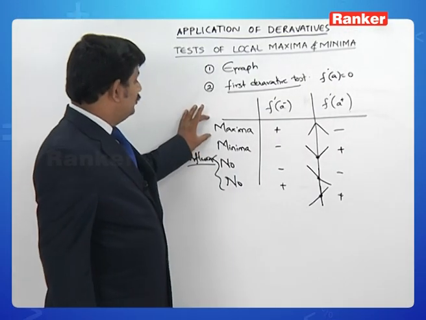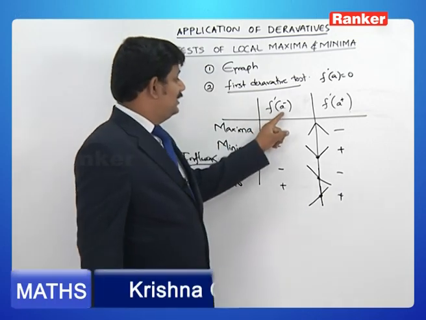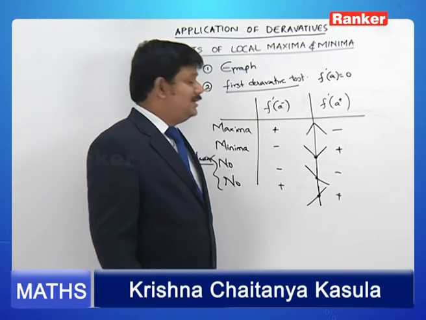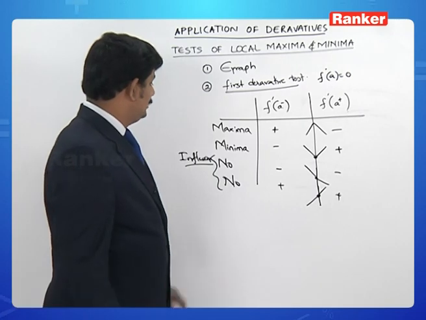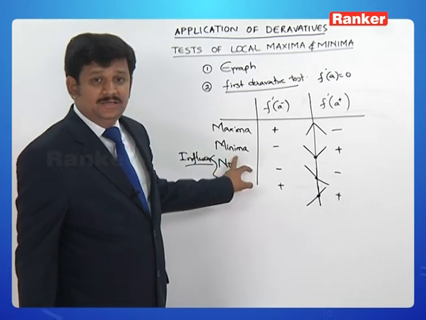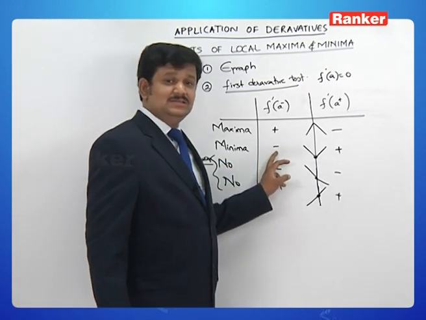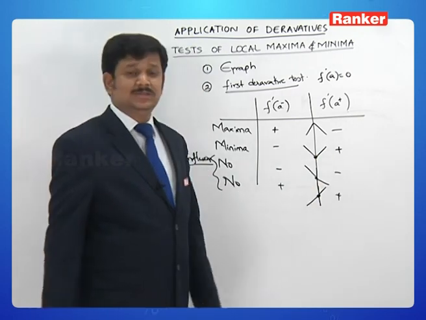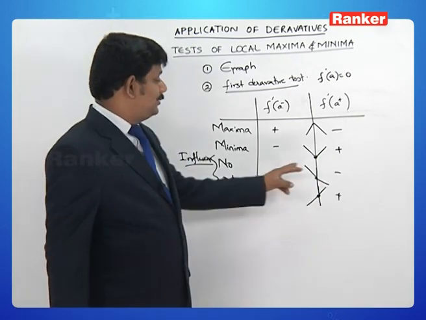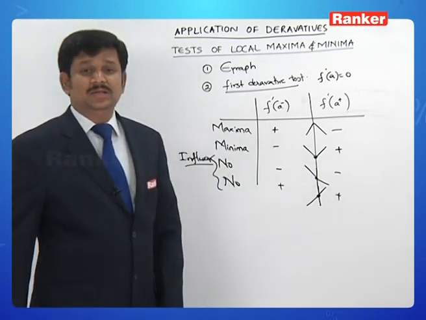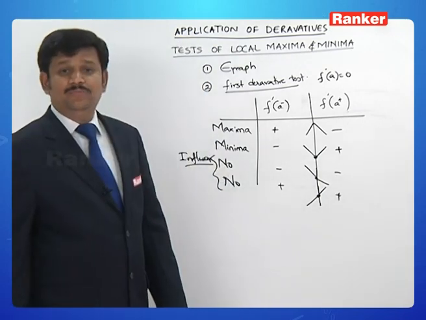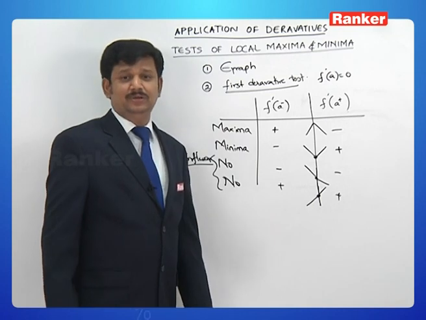So, we have a local maxima when f dash of A minus is positive and f dash of A plus is negative. We have a minima at a critical point A if f dash of A minus is negative and f dash of A plus is positive, and in the case where both of them have the same sign, it is neither a maxima nor a minima, they fall under the case of points of inflection.